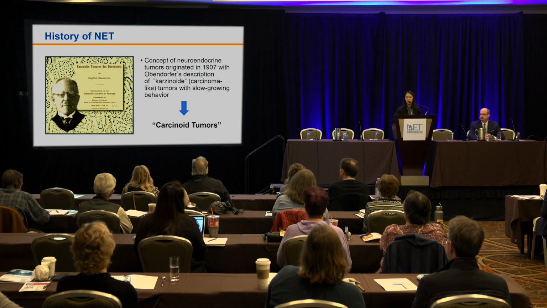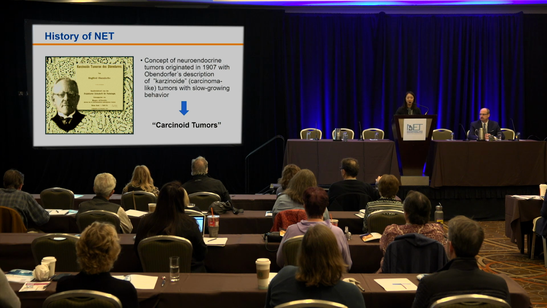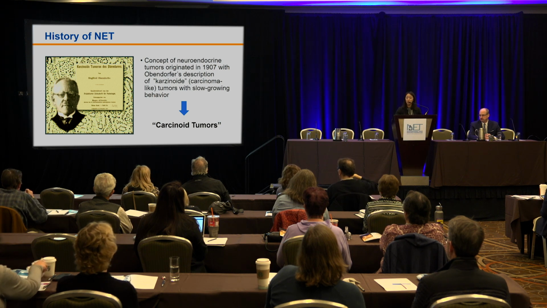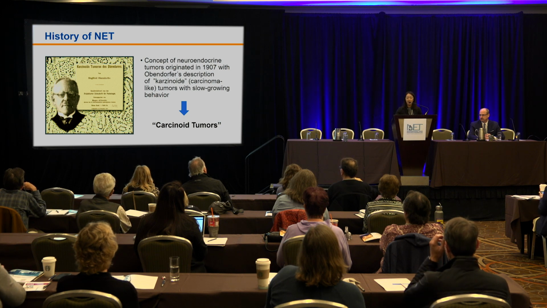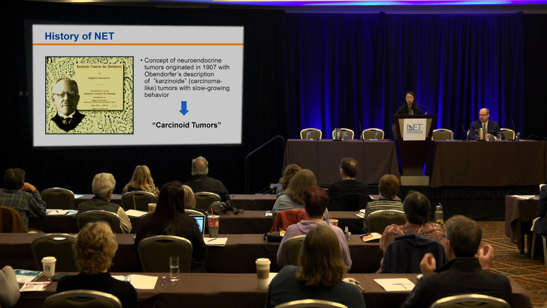So I want to start first with some words about the history of neuroendocrine tumors. And this concept of neuroendocrine tumor dates back to 1907 when a German pathologist, Dr. Oberndorfer, first described these very special tumors that he called carcinoid tumors because he noted that they had slow, somewhat indolent, and what he thought at the time to be benign behavior. And this terminology later developed into what people were calling carcinoid tumors.